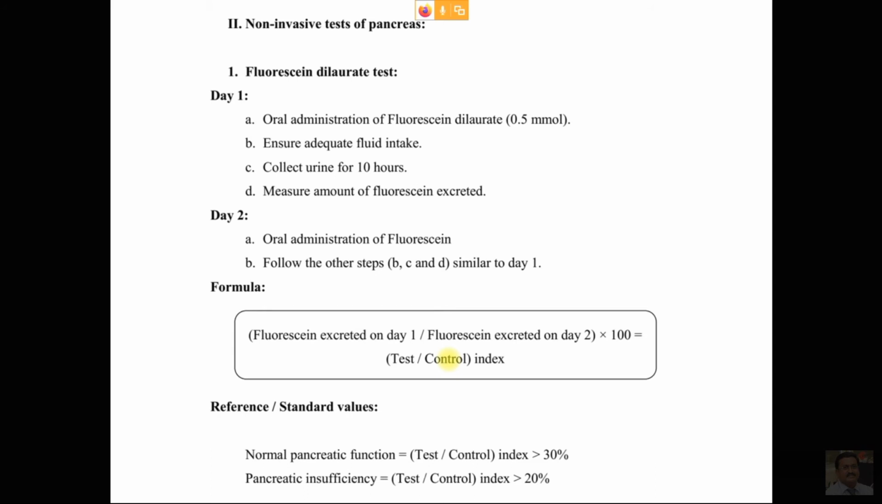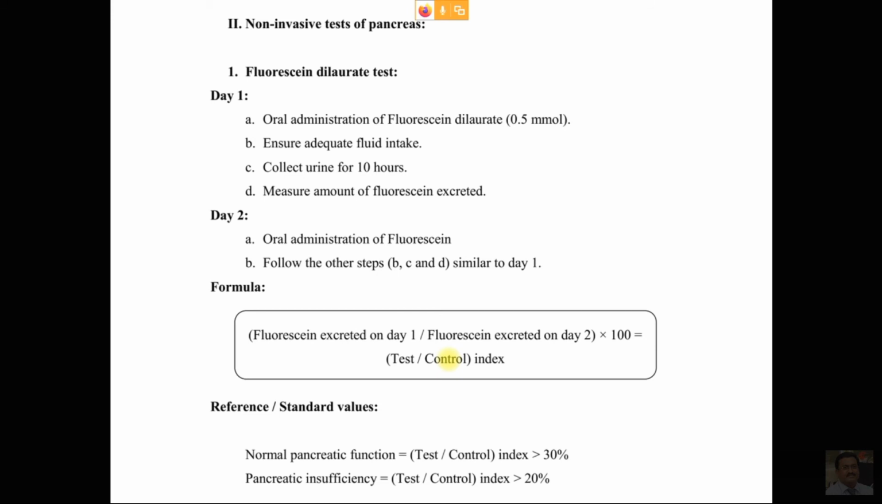So what is the first one? On day 1 we gave the fluorescein dilaurate. That is test 1. In an experiment we have the blank, control and test. The blank means without any substance, only the reagent. The second one is the control; control means with enzyme or without enzyme. The third one is the test. So the first day is test, and the second day is control. Based on the difference, we can arrive at the normal or reference values of the pancreatic function.